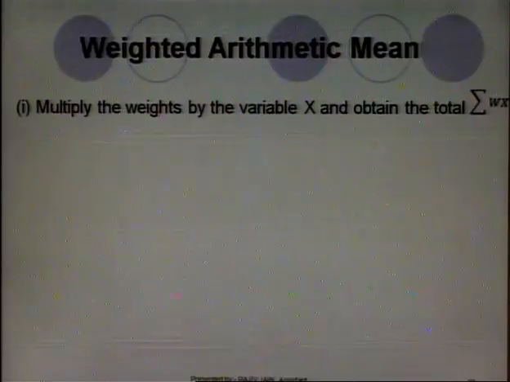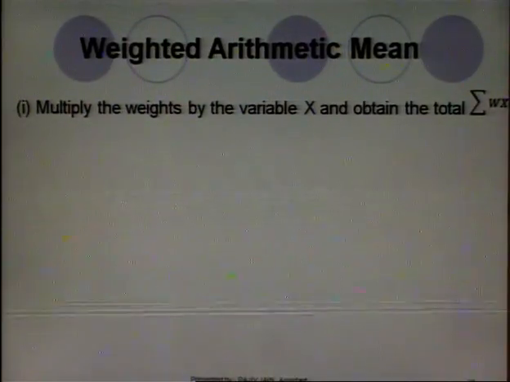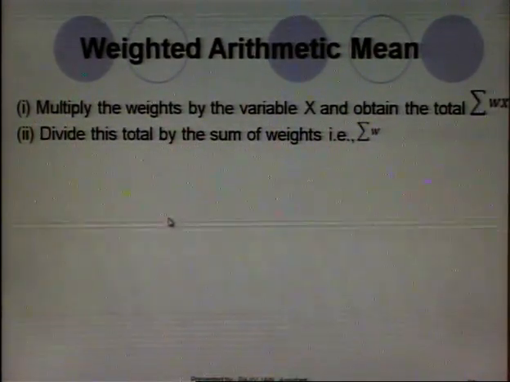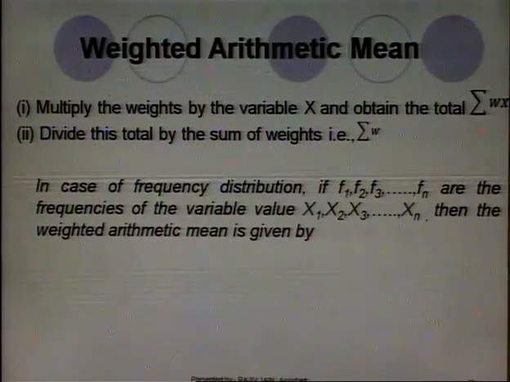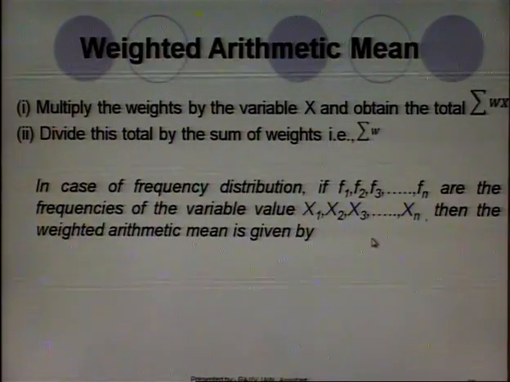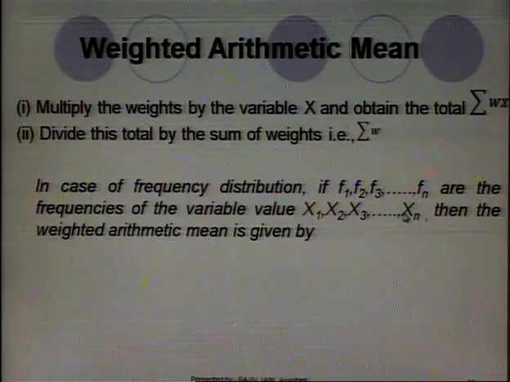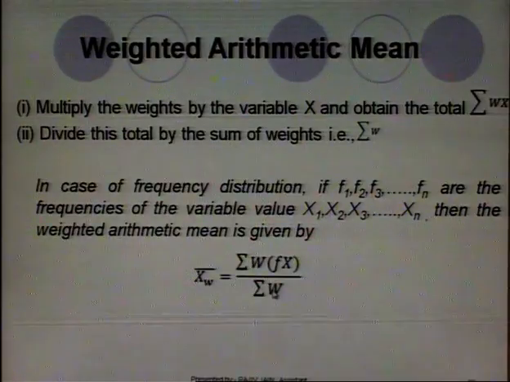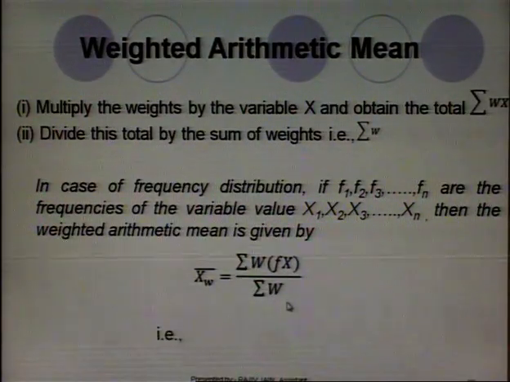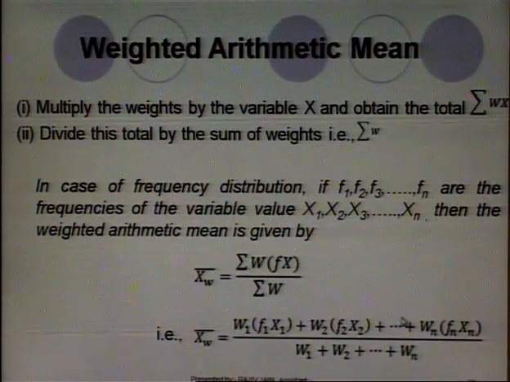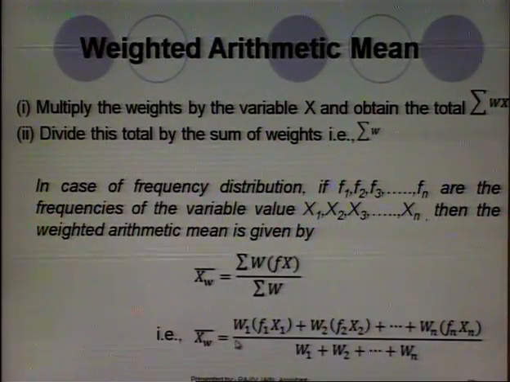So step 1 is to multiply weight by the variable x, obtain the total value summation wx, and divide the sum by the sum of the weights. When there is a frequency distribution, where frequency is given for corresponding values, then the formula is summation w into fx upon summation w. Simply find fx. First find f1x, f2x, fnx, then multiply with corresponding weight, then sum it, divide by total sum.